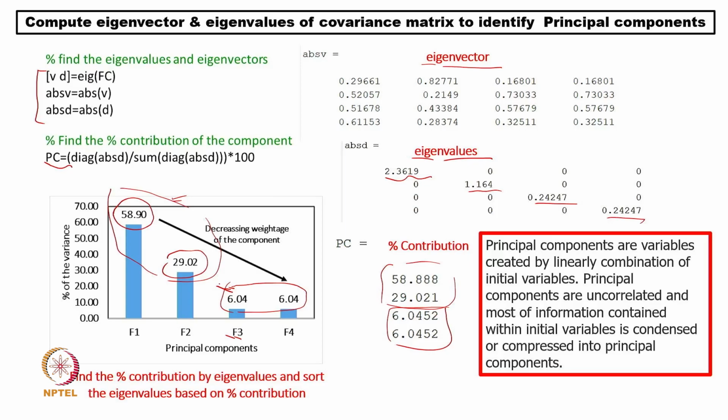So, in this case the first principal component is F1, the second principal component is F2. Principal components are variables created by linear combinations of the initial variables. Principal components are uncorrelated. If you plot F1 and F2, there will not be any relation between them. And then we say that most of the information contained in the initial variables can be compressed, recast, or replotted in these variables.